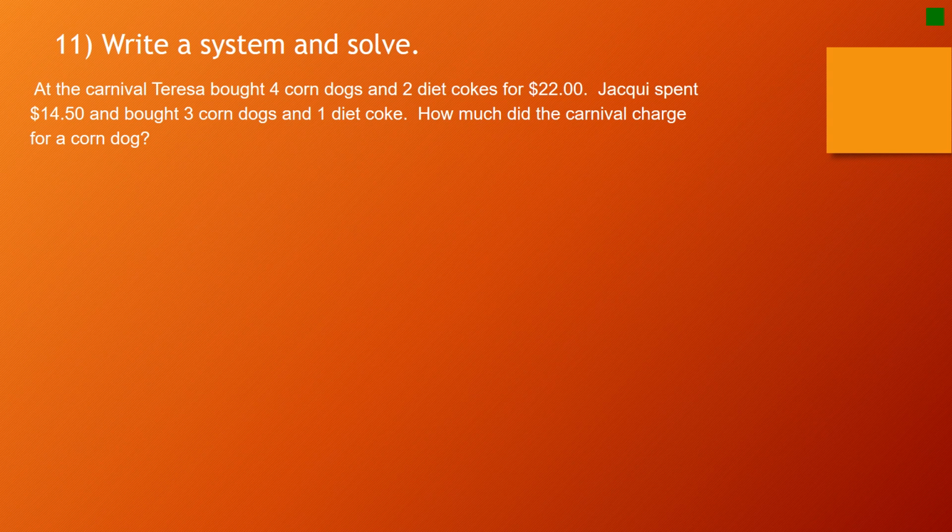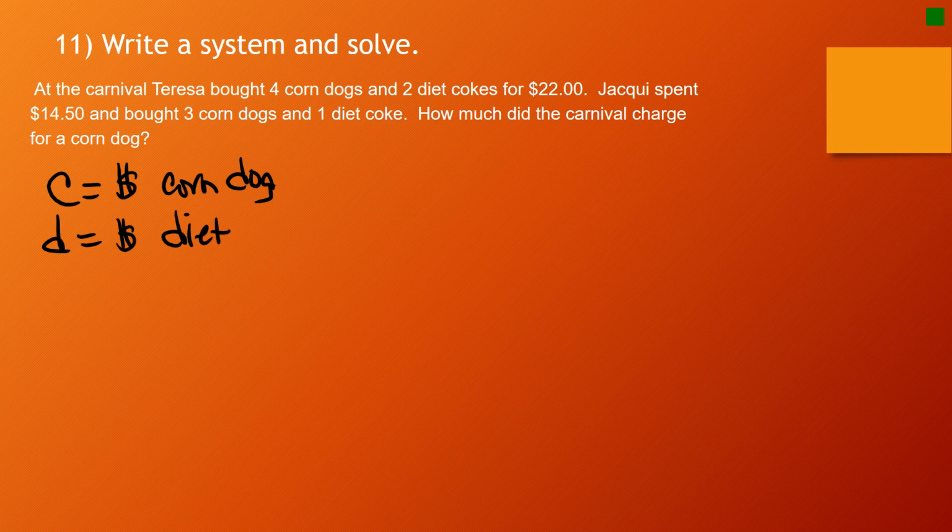At the carnival, Teresa bought 4 corn dogs and 2 Diet Cokes for $22. Jackie spent $14.50 and bought 3 corn dogs and 1 Diet Coke. How much did the carnival charge for a corn dog? So C is the cost of a corn dog. Now it doesn't ask, but what else do we have? D is the cost of a Diet Coke. So you can have a corn dog with all those carbs as long as you have a Diet Coke, right?